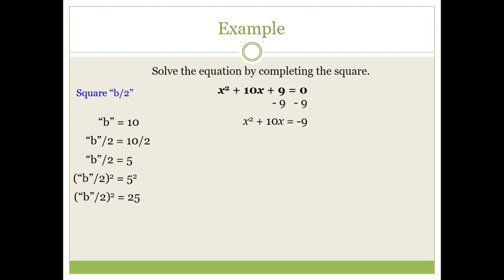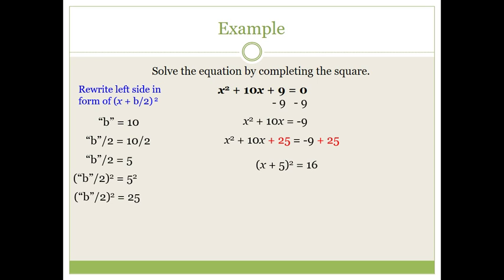Once we have this 25, we add it to both sides, like so. Now you'll notice that the left-hand side is ready to be factored as a perfect square. So x squared plus 10x plus 25 does in fact factor as x plus 5 squared. If you're not sure what goes in the parentheses when you're squaring it, remember it's just half of the b term. Half of 10 is 5, and that goes inside the parentheses with the x. On the right-hand side, negative 9 plus 25 is 16.